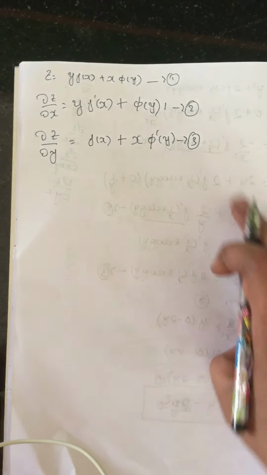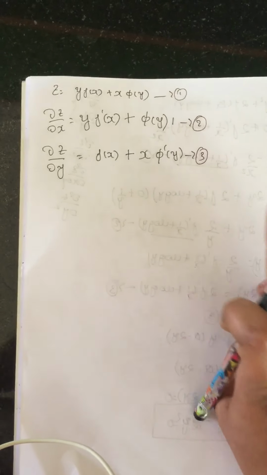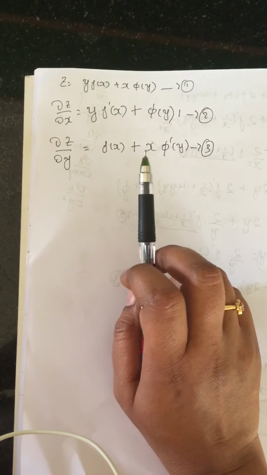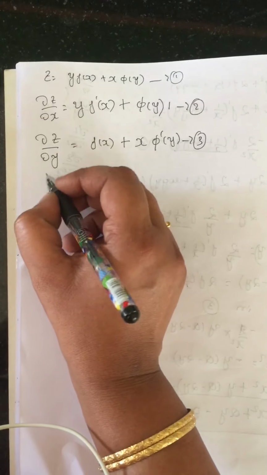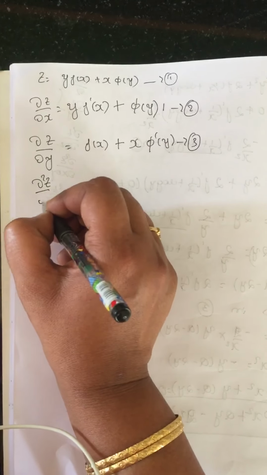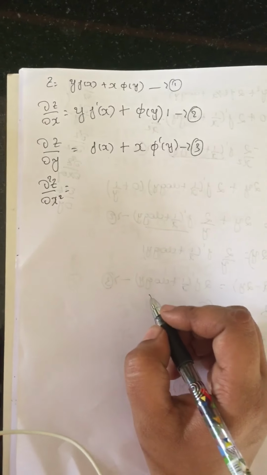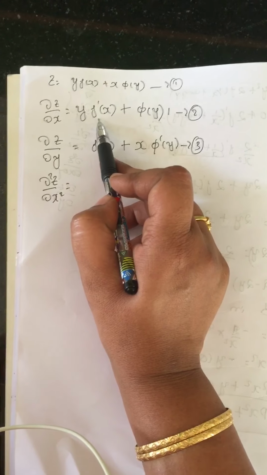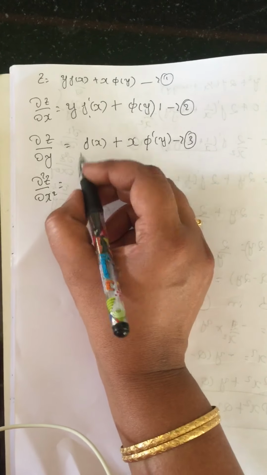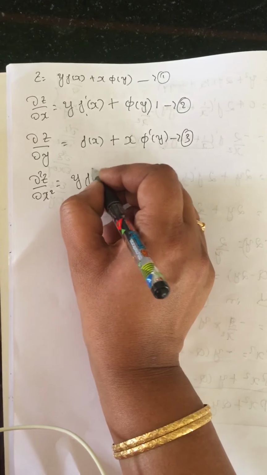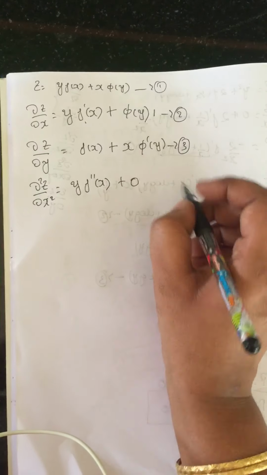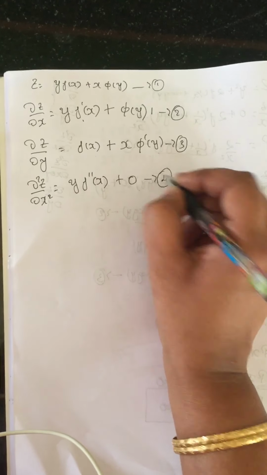Okay. Next, think: using these two equations, is it possible to eliminate φ(x), f(x) and also φ(y)? Think, no. Then we go to the next equation. Differentiate equation 2 with respect to x, that is ∂²z/∂x². This equation is again differentiated with respect to x, treating y as a constant. So y is constant, the derivative of f(x) is f'(x), plus the derivative of φ(y) value 0. Call it equation number 4.